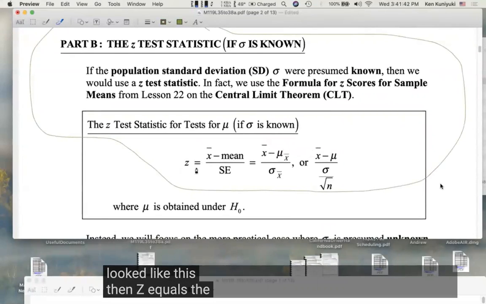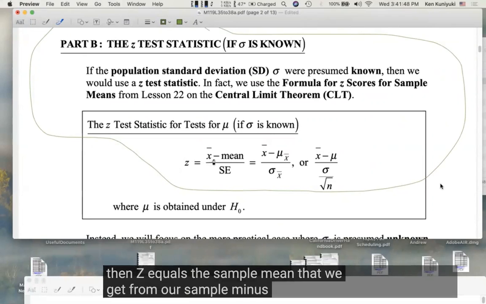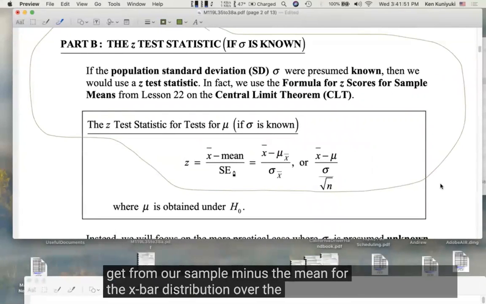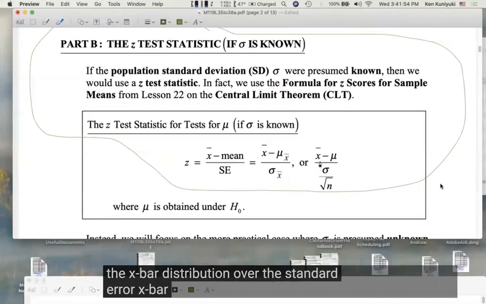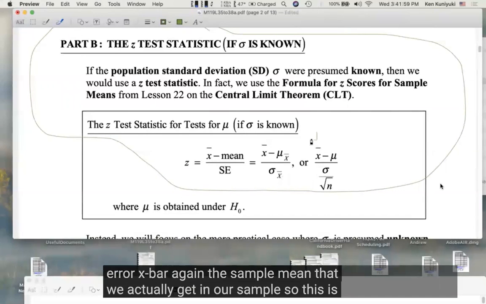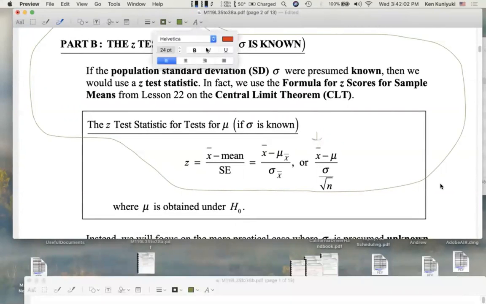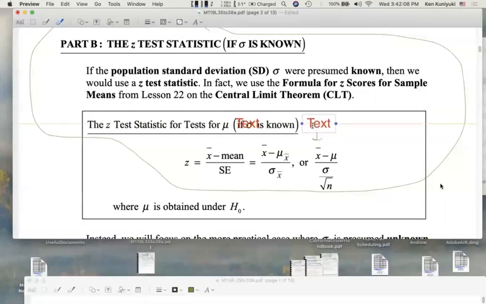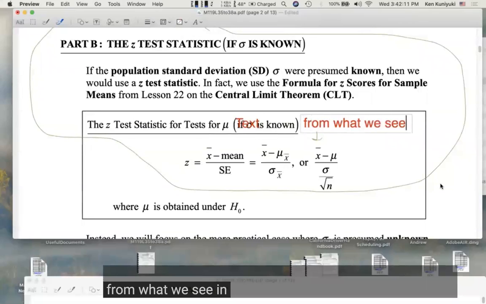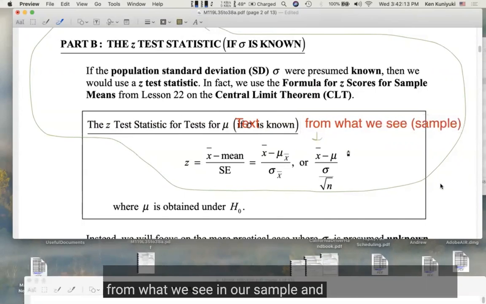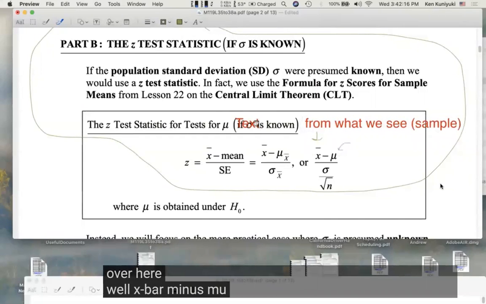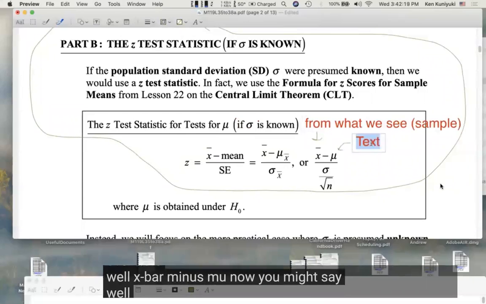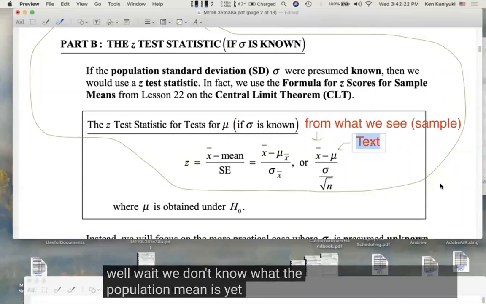Then z equals the sample mean that we get from our sample, minus the mean for the x-bar distribution, over the standard error. X-bar, again, is the sample mean that we actually get in our sample, from what we see in our sample. And then over here, x-bar minus mu. Now you might say, wait, we don't know what the population mean is yet. That's the whole point, isn't it?